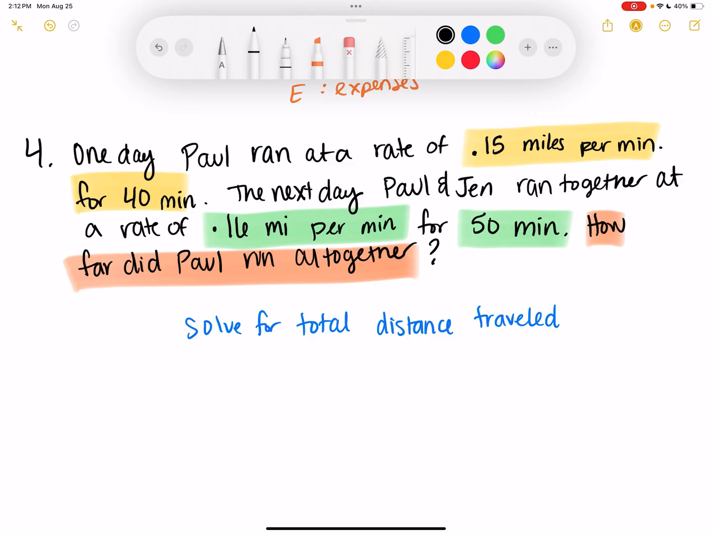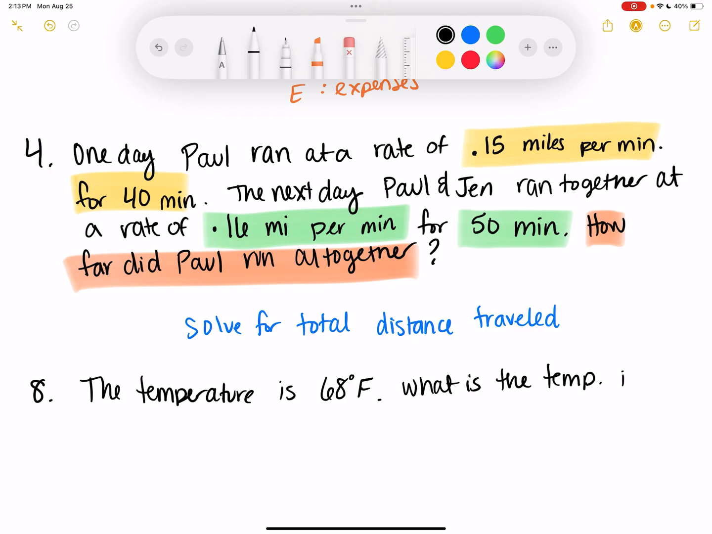All right, number 8. This one says state the formula that is needed to solve the problem. You don't need to solve. The temperature is 68 degrees Fahrenheit. What is the temperature in Celsius? Just write it down. We're basically just setting up the problem.